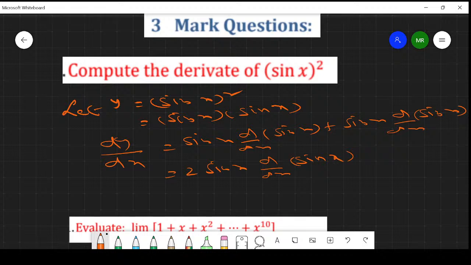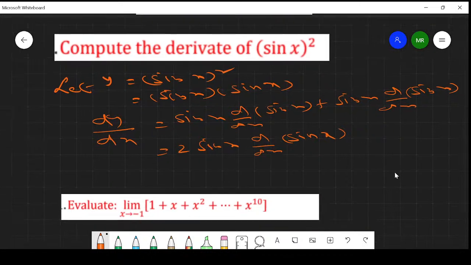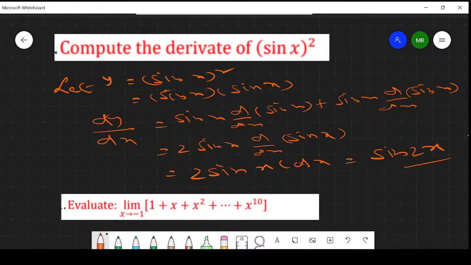Because both are the same terms, we get 2 sin x, and the derivative of sin x is cos x. So your answer is 2 sin x cos x. You can stop here. Some people will also write sin 2x, but it is not necessary. If you stop at 2 sin x cos x, that is also right.